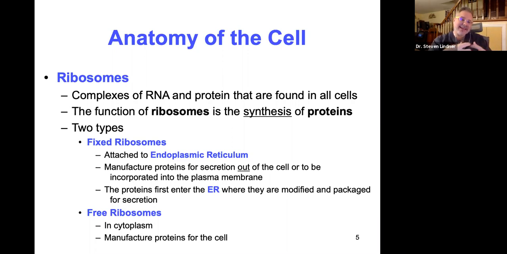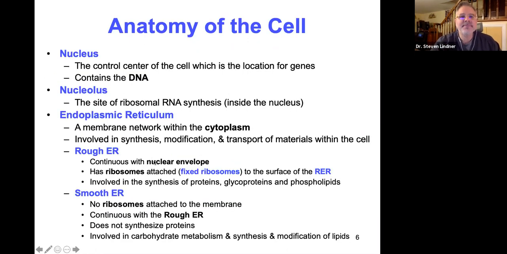If it's taking something into the cell, we would call that endocytosis. So endocytosis and exocytosis are opposites. The proteins first enter the endoplasmic reticulum, where they're modified and packaged for secretion. The free ribosomes are in the cytoplasm, and these ribosomes are going to make proteins that are used for the cell. They're not going to be exporting it outside using exocytosis. The proteins are really made for the cell itself.